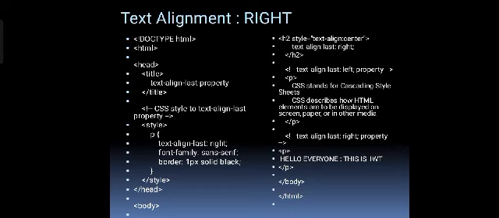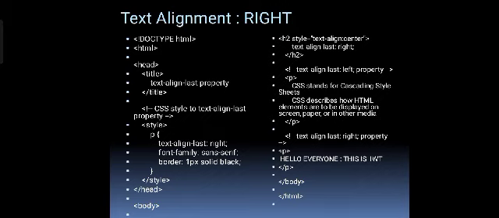This is another example in which we have used text align right. In this we have given a title, text-align-last property, CSS style, and in the paragraph tag we have used text-align-last right, font family sans-serif, border is 1 pixel solid black. In the h2 style, text align center, text-align-last right, text-align-last left property. In the paragraph we have given the text that CSS stands for Cascading Style Sheets. CSS describes how HTML elements are to be displayed on the screen, paper or in other media. And the paragraph has the text-align-last right property.